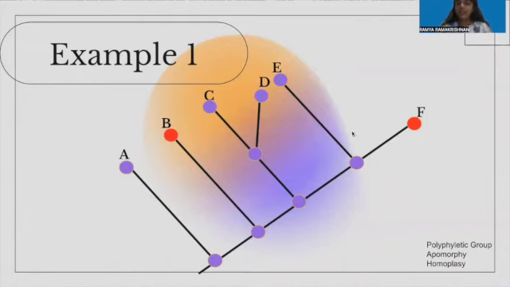Regardless, because B and F have hair, which isn't present in our common ancestor, which I'm keeping as this purple node, it's still an apomorphy. It's still a derived trait.